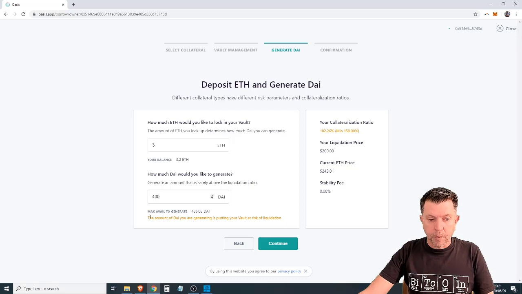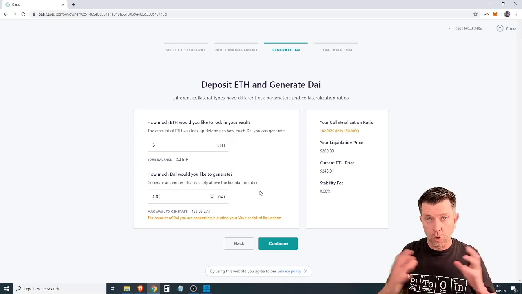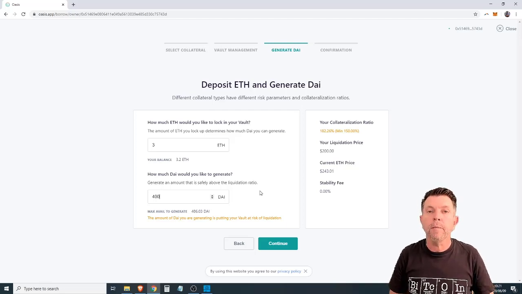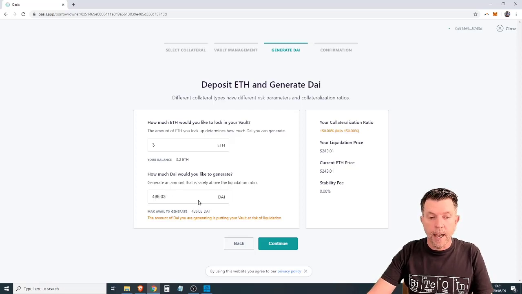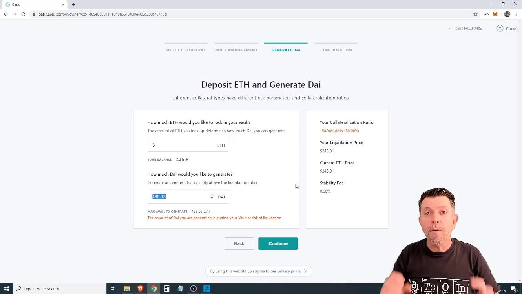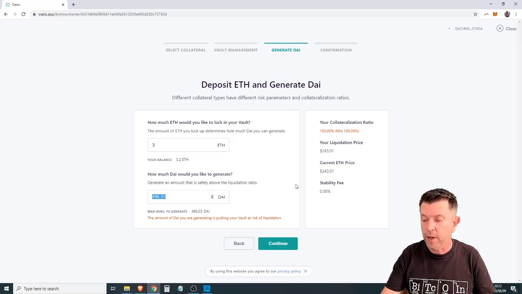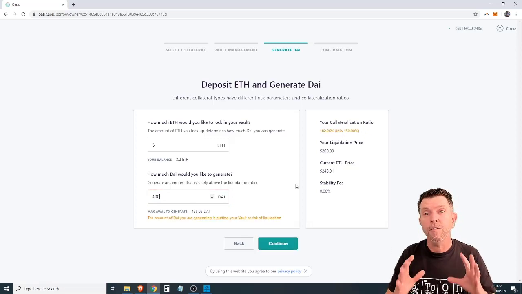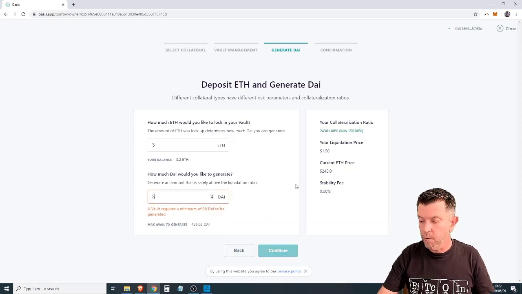So it says the max amount available is 486 DAI, or dollars, bearing in mind that the price of Ethereum is around 240 US dollars today. That's why it says I can generate 480. Now, I don't want the max because it is a very good idea to have a cushion. If the price of Ethereum changes, your loan can be liquidated and you will have to pay that 13% fee. So let's stay safe with 400. It would probably be a better idea to take it down even more. In fact, let me do it for 300.